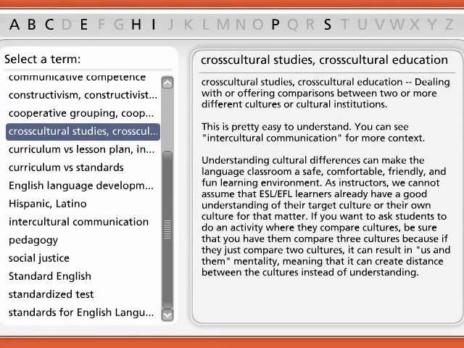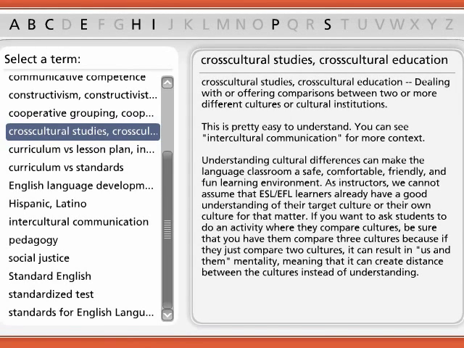Cross-cultural studies or cross-cultural education. Cross-cultural studies and cross-cultural education deal with and offer comparisons between two or more different cultures or cultural institutions. So it's a comparison of the cultures and explaining those comparisons, or explaining how to deal with or how to handle those comparisons. This is pretty easy to understand, I think. You can see intercultural communication for more context.